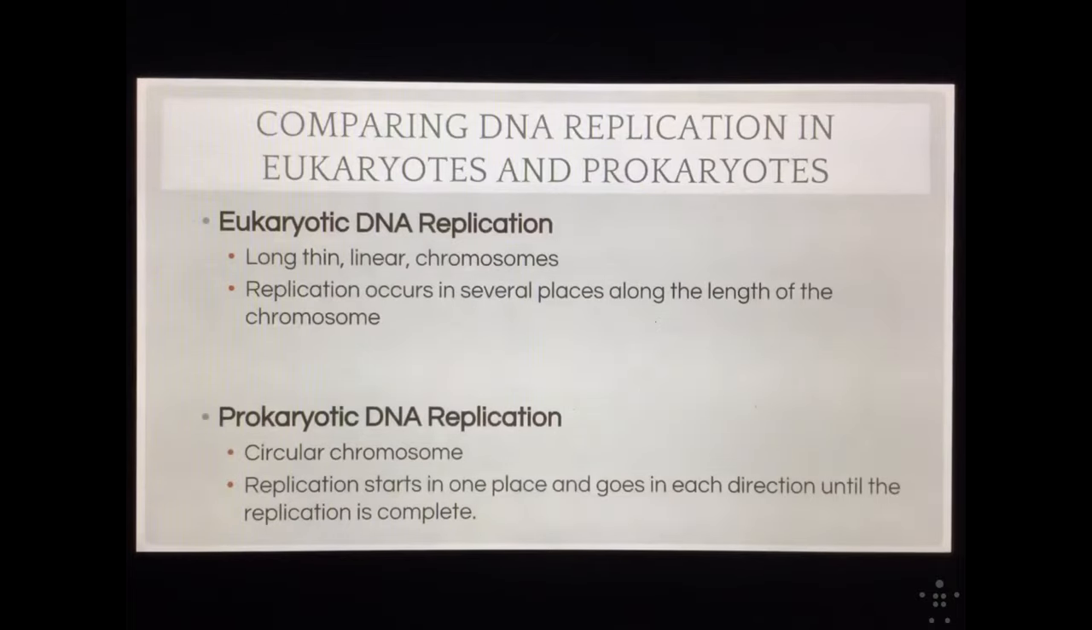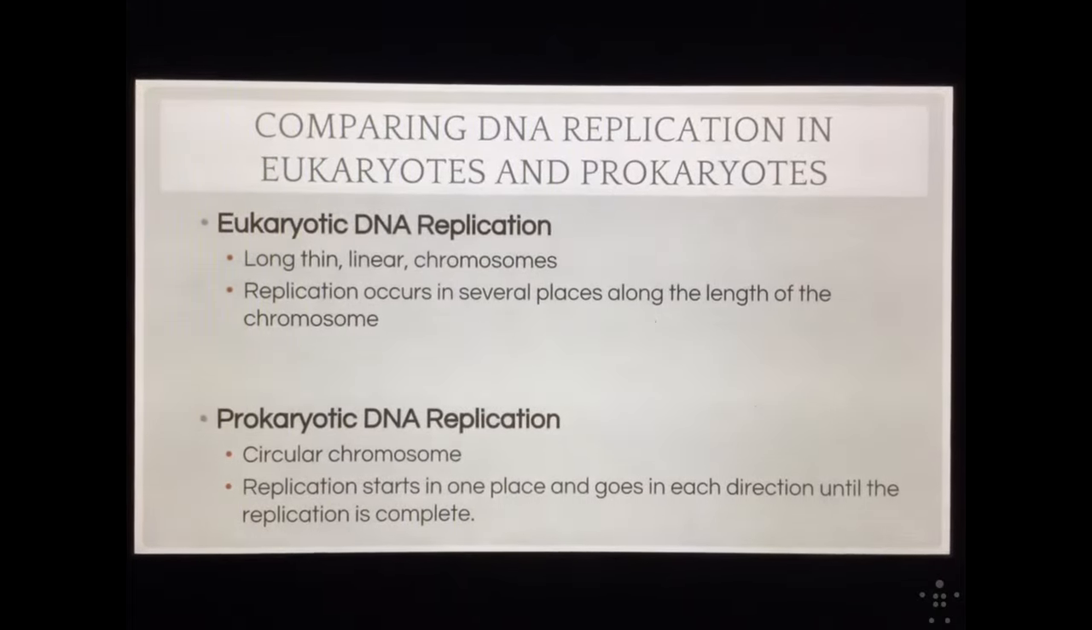So in eukaryotic DNA replication, you have basically long linear chromosomes. Your DNA is a double helix, starts at point A and ends at point B, essentially. The replication occurs in several places along the length of the chromosome. So once again, you have more than one polymerase. It will start in several different locations.